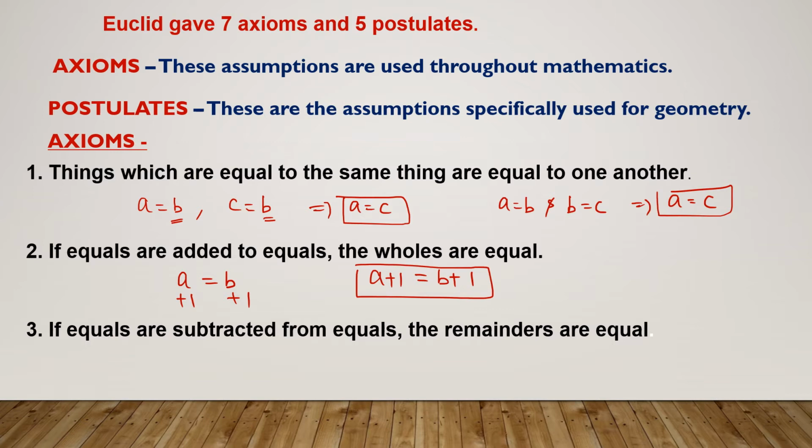Now let's see the third axiom. The third axiom says if equals are subtracted from equals, the remainders are equal. In the second axiom we are adding equals, and in the third axiom we are subtracting equals. So if we have A equal to B and I subtract, suppose, 2 from A and 2 from B, then the remainders, A minus 2 and B minus 2, will both be equal. So this is our third axiom.